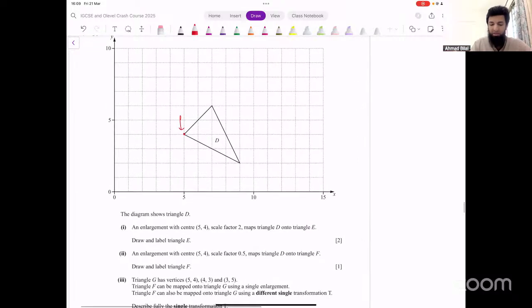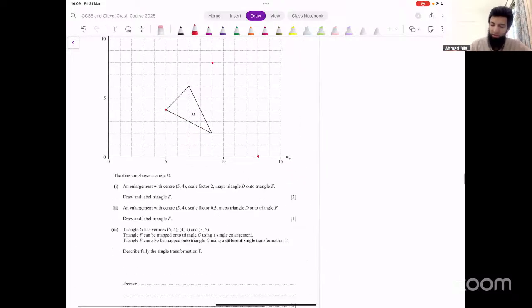The point that is on the center of enlargement or the center of rotation, that normally stays in its original position. So this point remains there. Scale factor is 2. Look at this distance. Whatever is this distance, you multiply this by 2. That's going to be 1 point of that bigger triangle. And then similarly, whatever is this distance, you multiply this by 2, you extend this line, and that is going to take you here. That's the other point of that bigger triangle. And the bigger triangle is going to look like this.